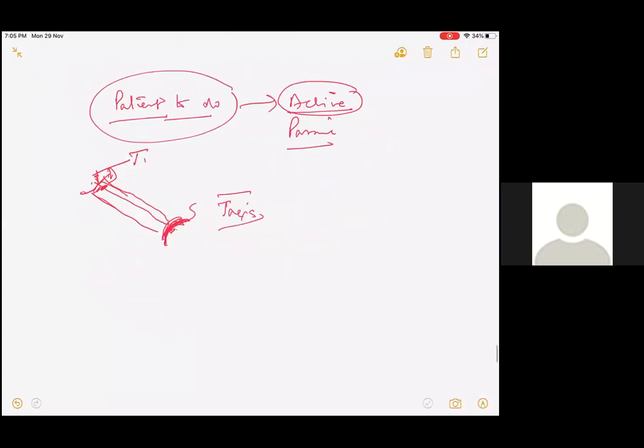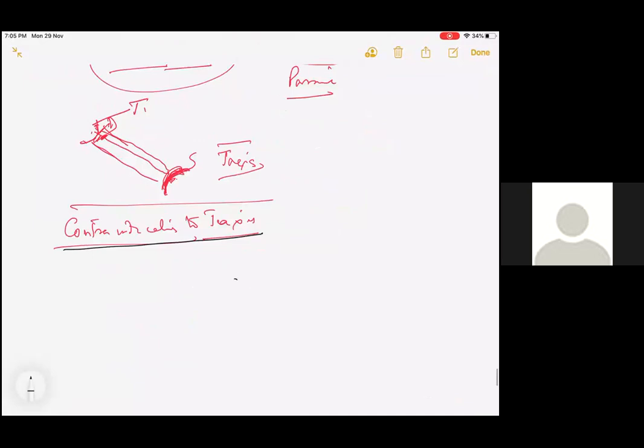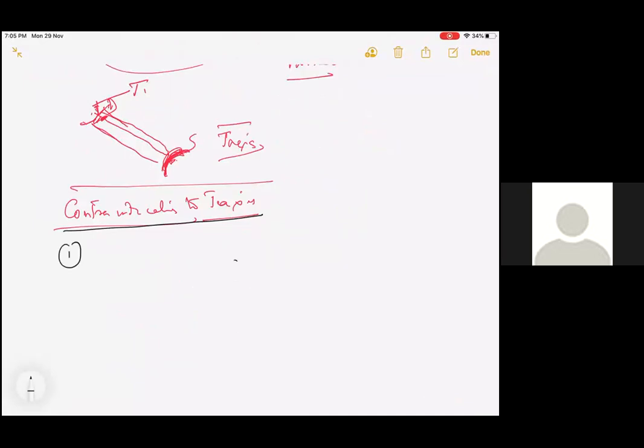Now, what are the contraindications to Texas? Please pay attention. Contraindications to Texas. Now I'll change the color because I've got too much of red. Now, contraindications to Texas. First, if it is painful, never do it.